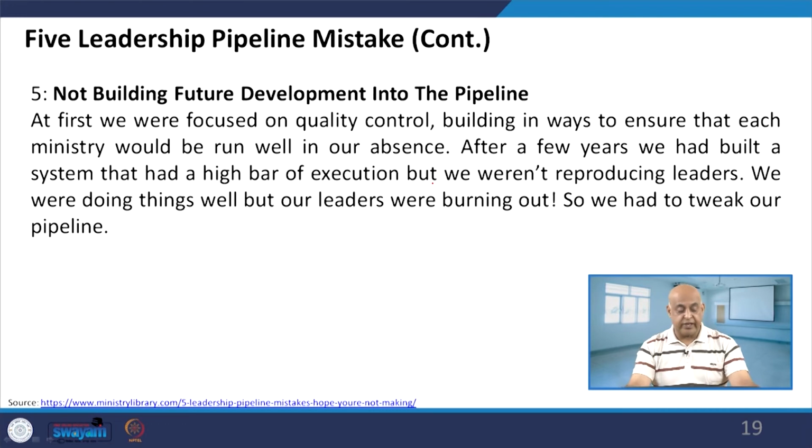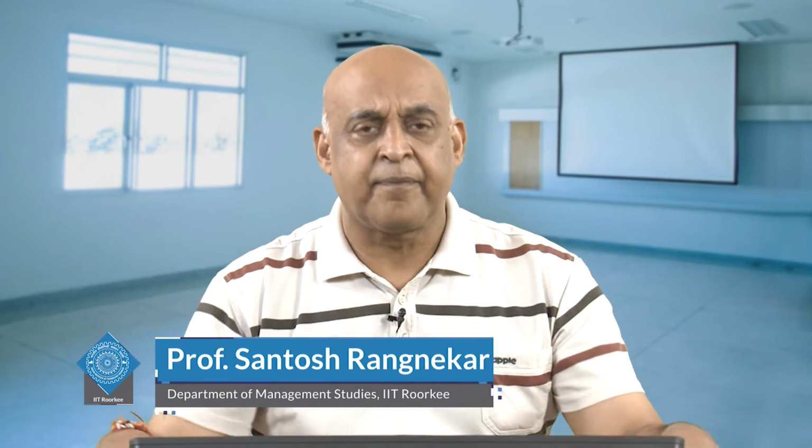So, we had to tweak our pipeline. The leaders we were developing were performing up to a certain extent, but as the period of time changes, new skills and new knowledge have to be developed, and there our leaders were burning out. If the leaders are burning out, then definitely there will be no succession planning, no successor, and no other person who can carry out this situation. So, we had to tweak our pipeline, and on the basis of this pipeline we will be able to develop.